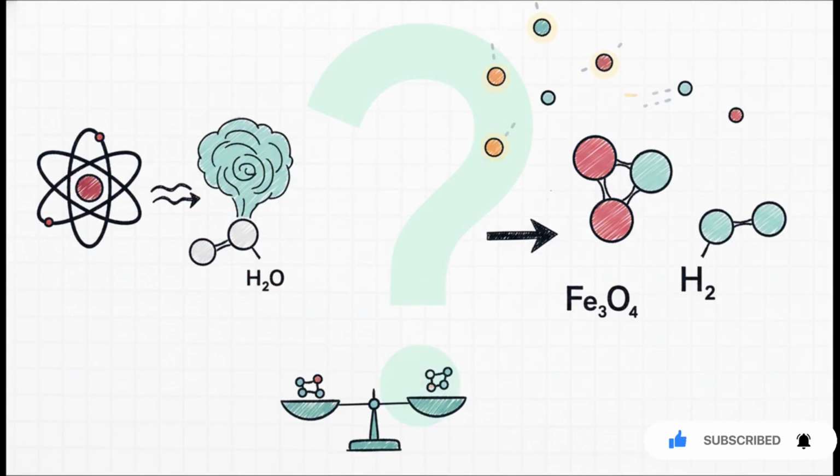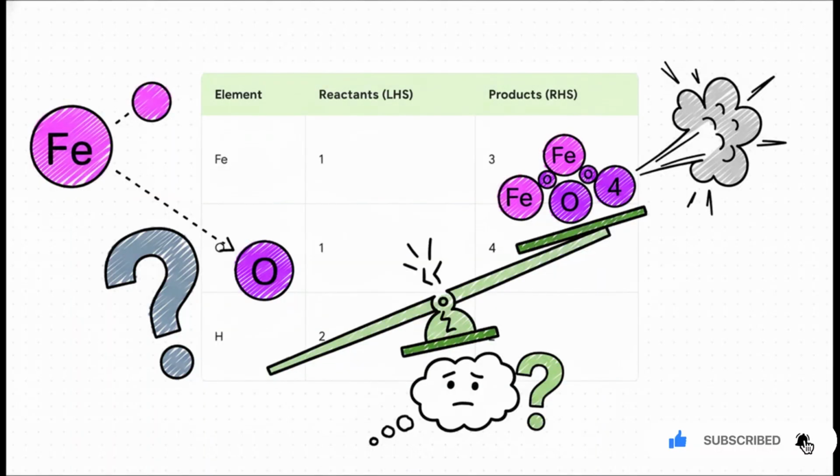How do we explain an equation like this one, showing iron reacting with steam? Because when you look at the number of atoms, it seems like we're breaking the law left and right. Just look at this table for a second. On the left side, the reactants, we start with 1 single iron atom. But on the right side, the products, we magically end up with 3. And look at oxygen. We start with 1 and somehow end up with 4.